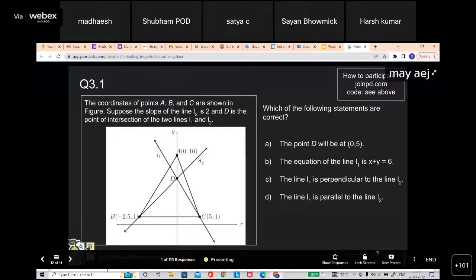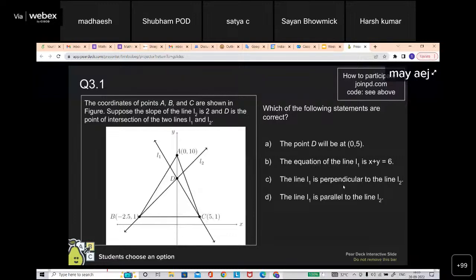Lines L1 and L2. Which of the following statements is going to be correct? What is the coordinate of point D? What is the equation of line L1? Are L1 and L2 perpendicular, or is L1 parallel to L2? So which option is going to be correct? You can assume that this is an MSQ kind of thing.